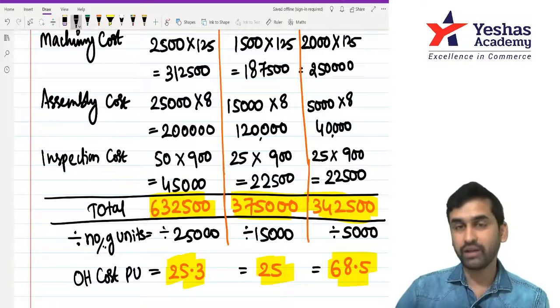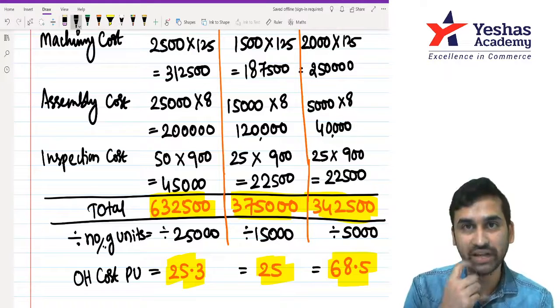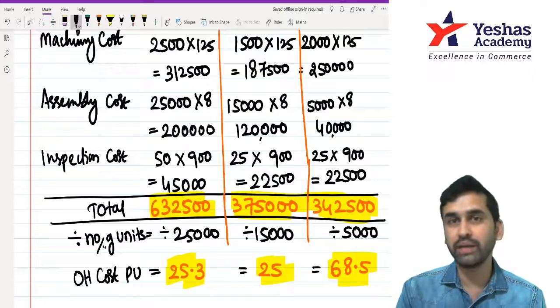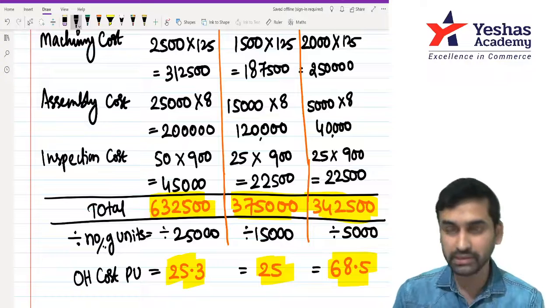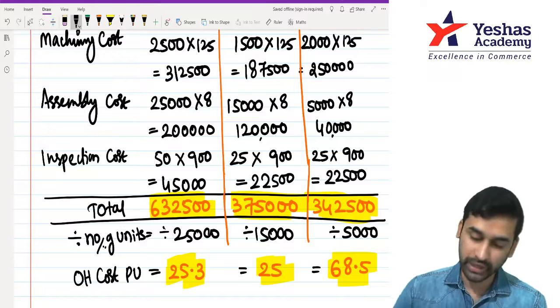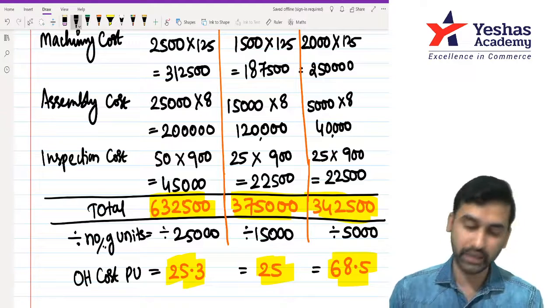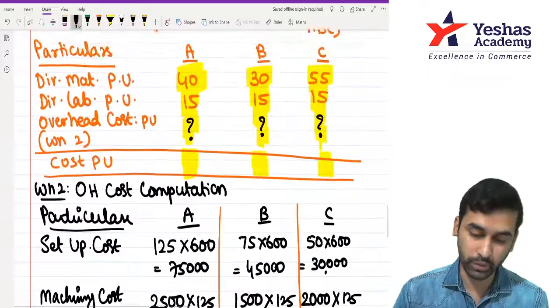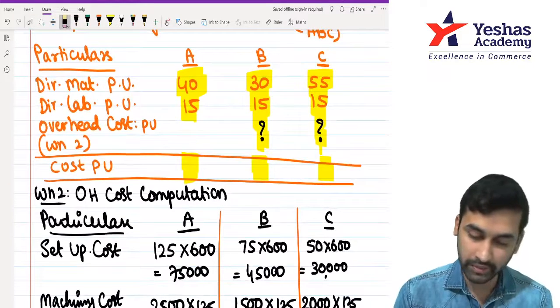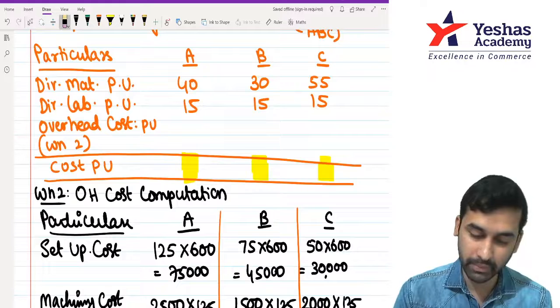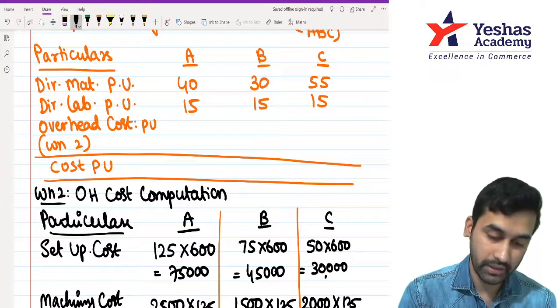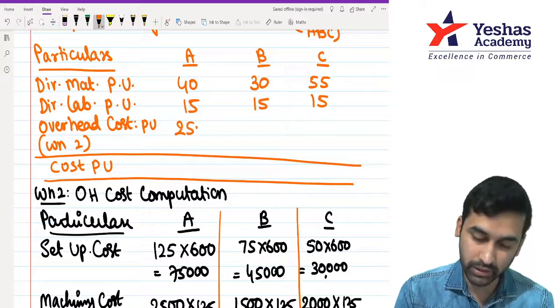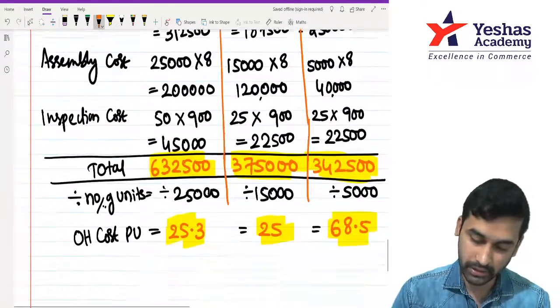Why did we calculate all this? Sir, in the question they had asked us to calculate cost per unit. Material was given, labor was given. Overhead you asked us to calculate, so we calculated. Perfect. That means this will go back to the main answer. 25.3, 25, 68.5. Go back to main answer. And here we have, correct? Material and labor was given. We need to copy only overhead. That number is 25.3, correct?